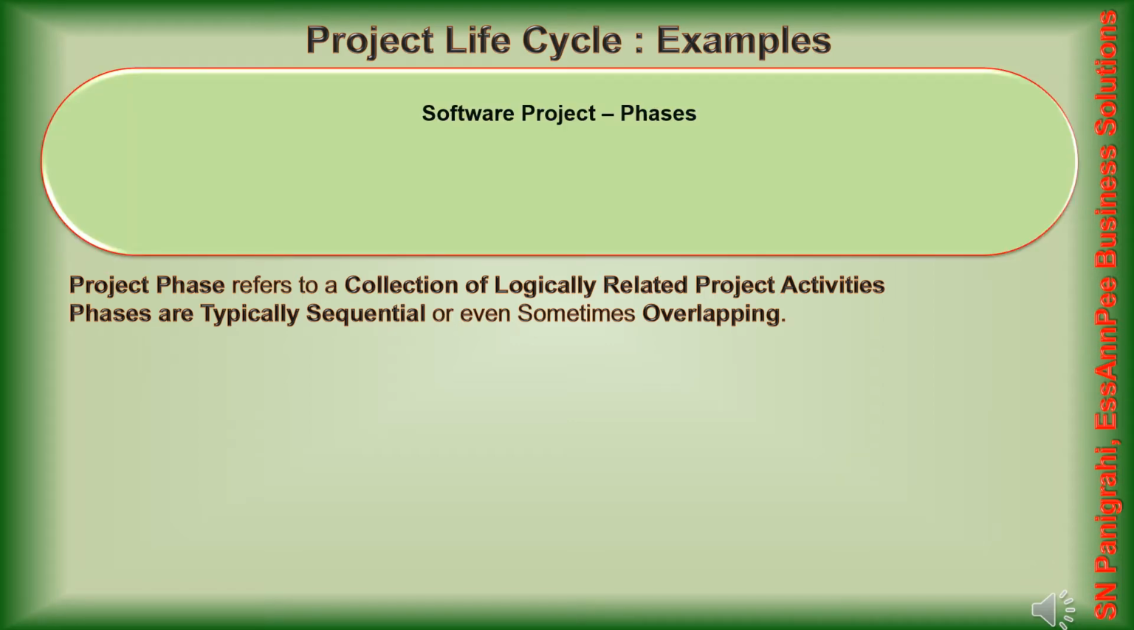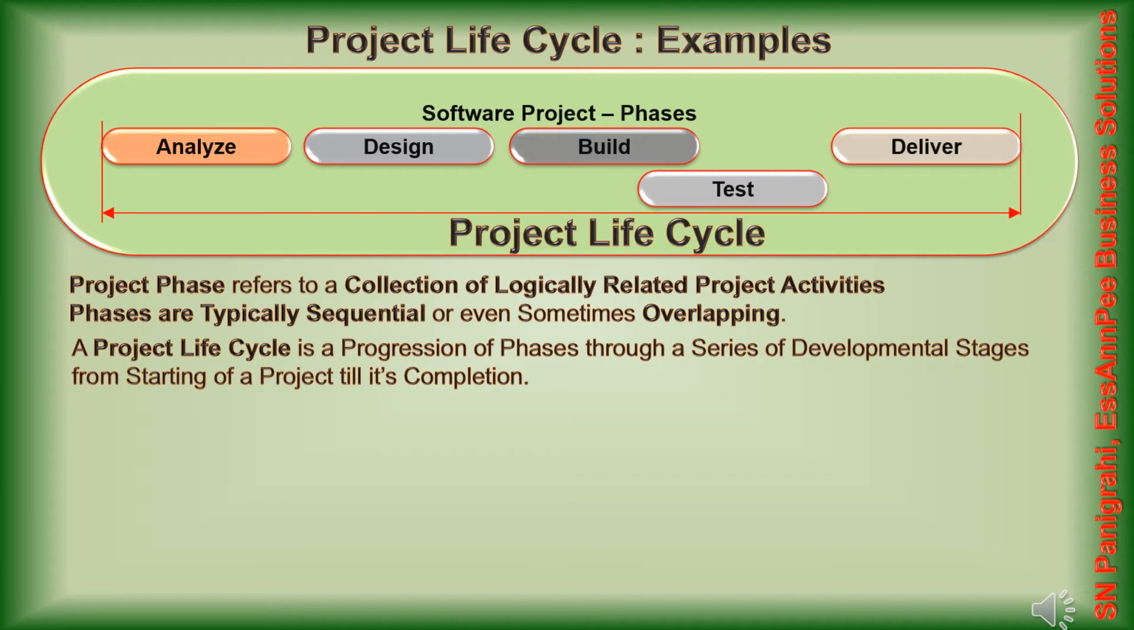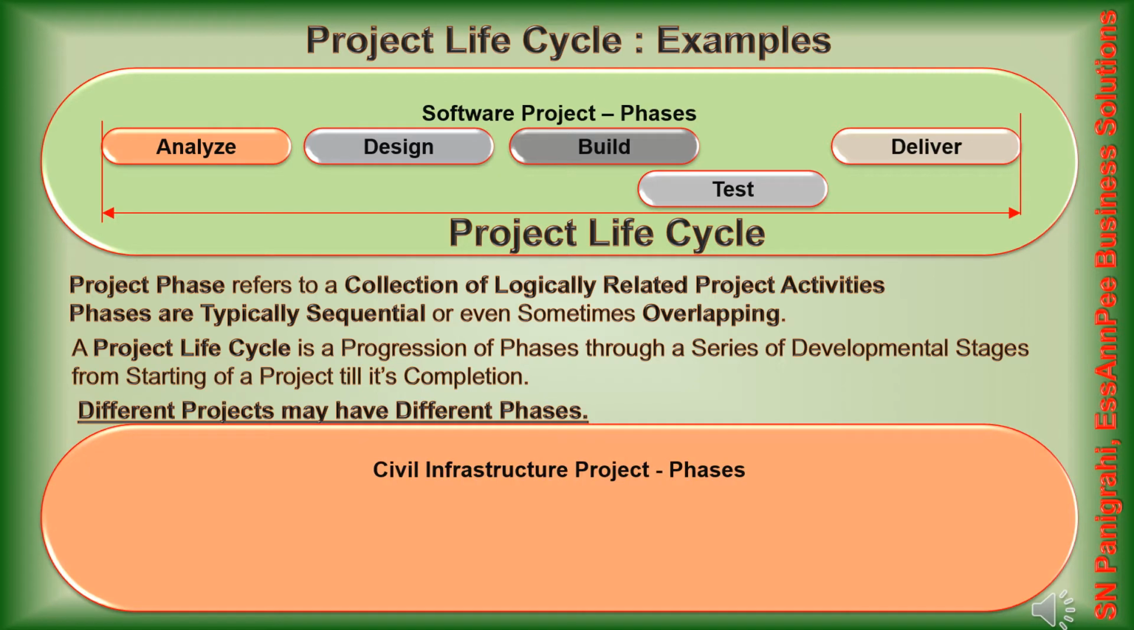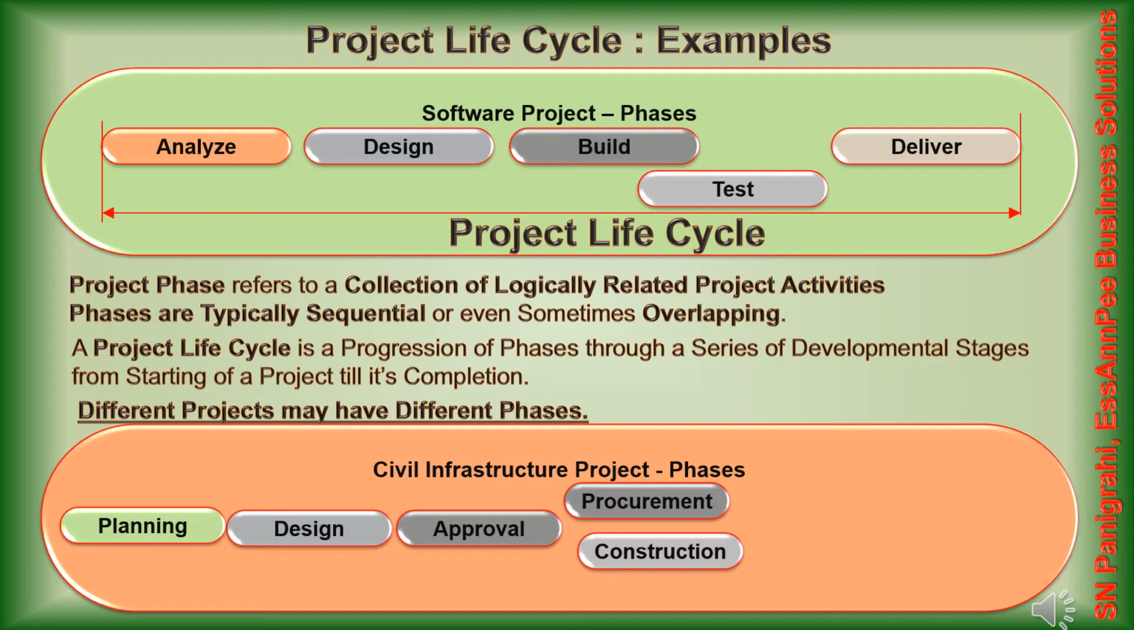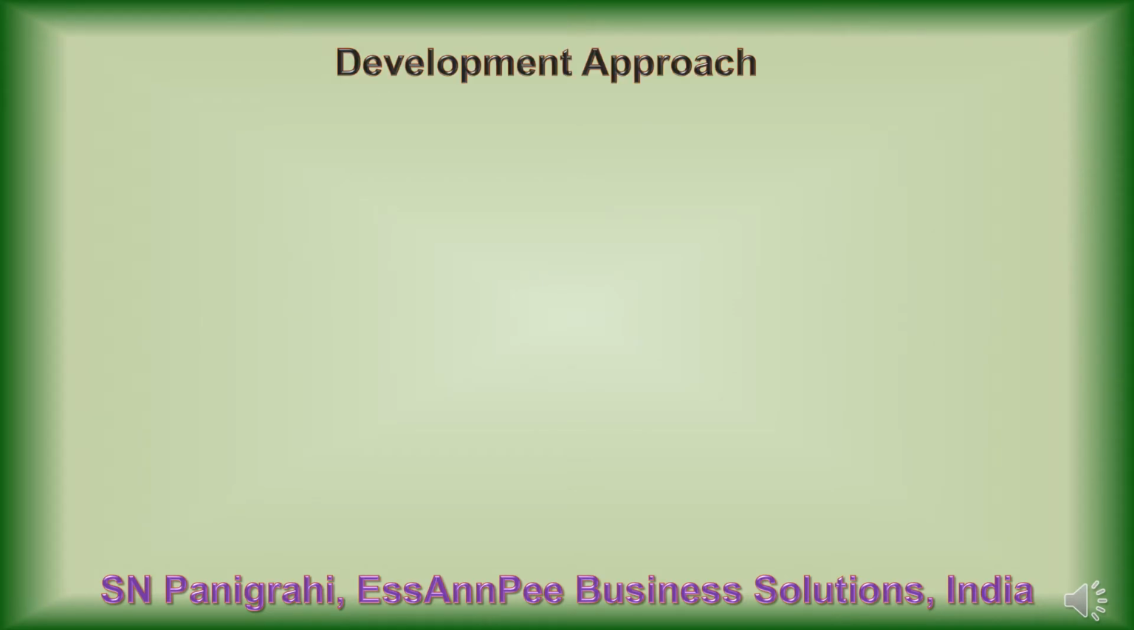For example, in a software project, the typical phases are analyze, design, build, test, deliver. A project life cycle is a progression of phases through a series of developmental stages, from starting of a project till its completion. Different projects may have different phases. A civil infrastructure project, for example, may have different phases like planning, design, approval, procurement, construction, inspection, handover, deliver. As already informed, project phases progress sequentially or even sometimes overlapping, like in the civil infrastructure project, procurement and construction phases are overlapping.